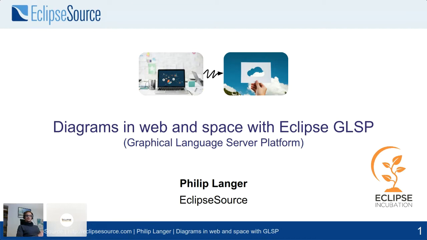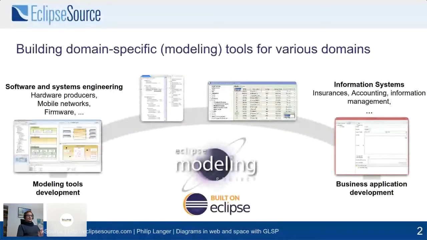Before going directly to the specifics and diving into GLSP, I would like to describe a little bit our background and the angle from which we are approaching this topic, because I think it's very important since it shapes a lot of the architectural decisions that we took on this way. So what we are mainly doing in most of our projects at Eclipse Source is building domain-specific modeling tools for various domains. And since various domains are involved, of course, these modeling tools also take very different shapes.